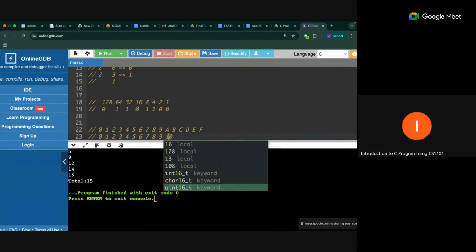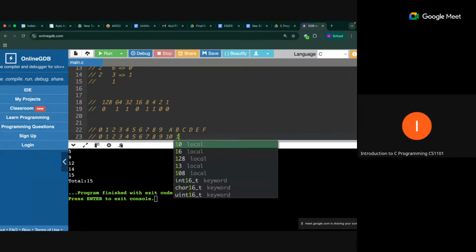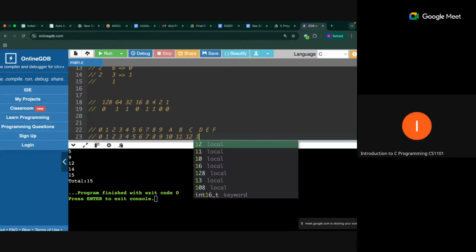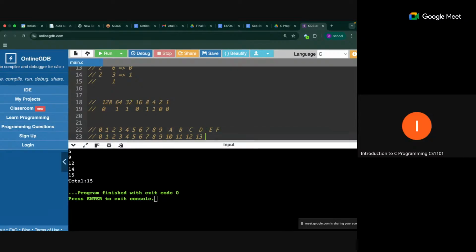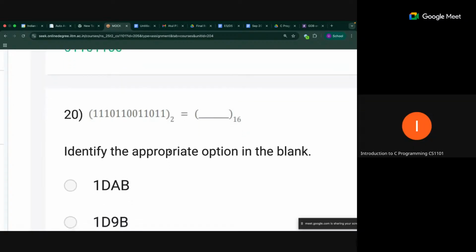So this is taken as 10. And this is considered as 11. And this is 12. This is 13. This is 14. This is 15. Okay. So now what I have to do is take the value of 1011, which is 8 plus 2 plus 1, nothing but 11. So 11 means we'll get it as B.